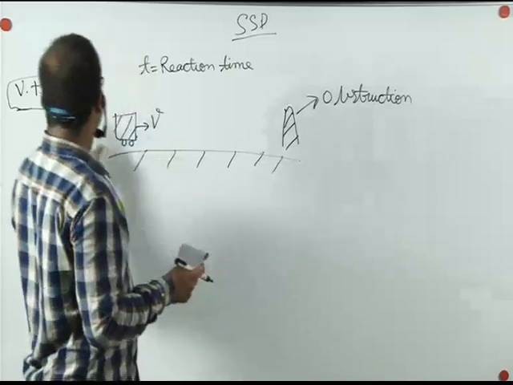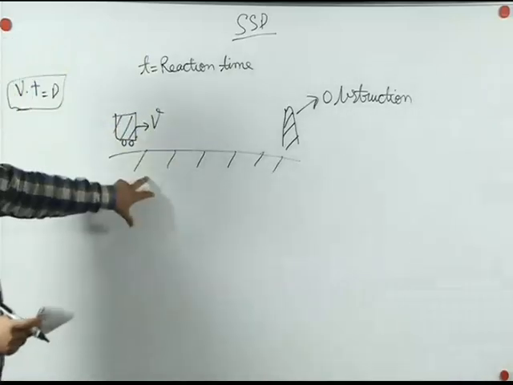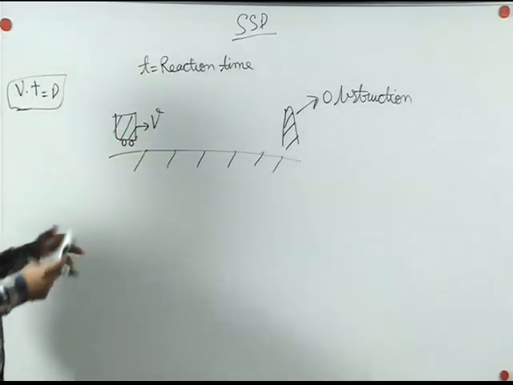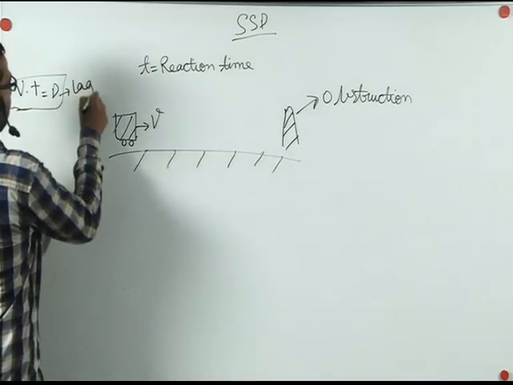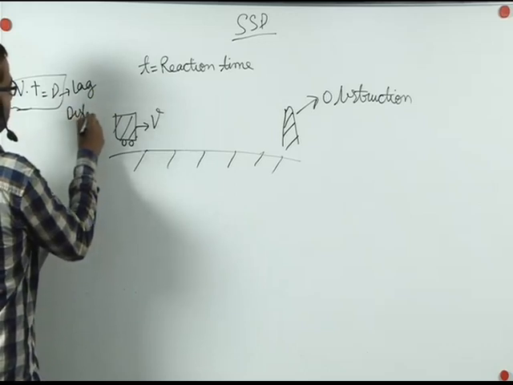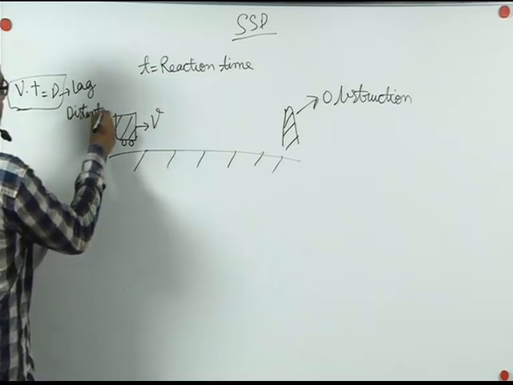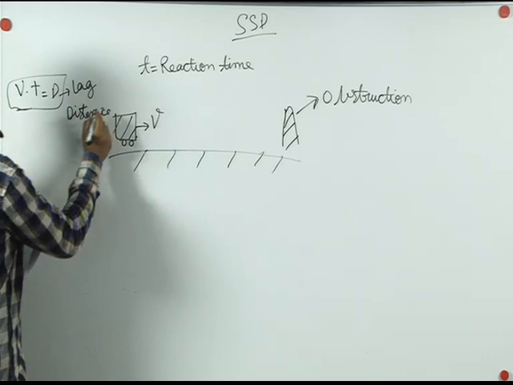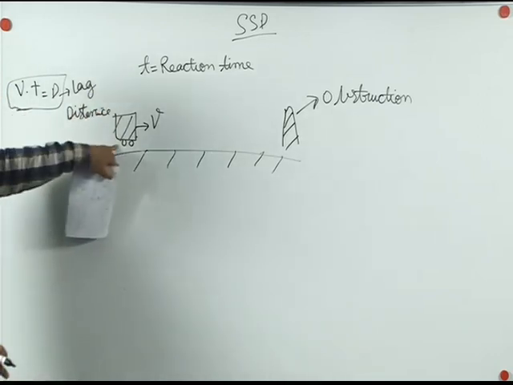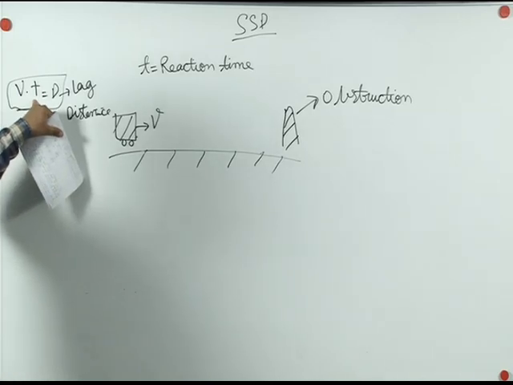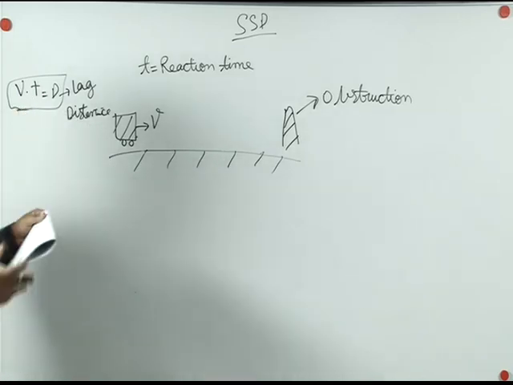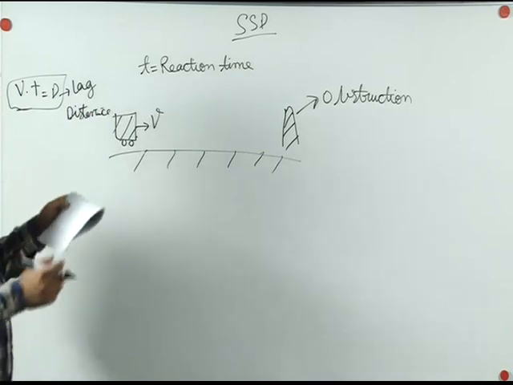So this distance is known as lag distance. Lag distance is the velocity of the moving vehicle into the reaction time of the driver.